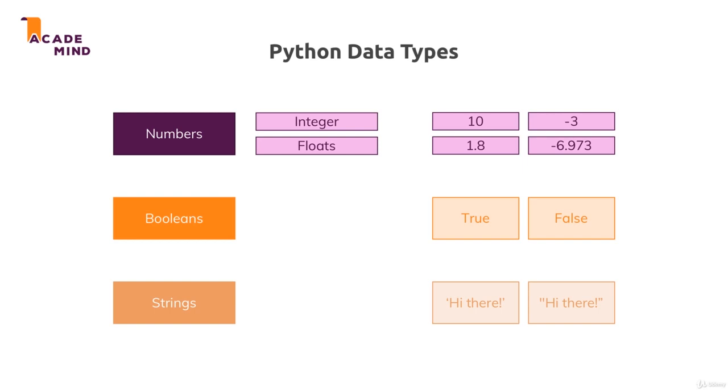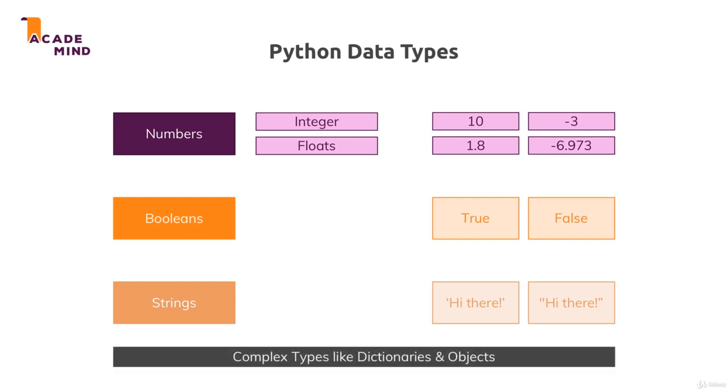Now, finally, I already mentioned it, we got complex data types like dictionaries and objects. We'll not worry about them right now. We'll come back to that later in the course. Now, with that, let's see what exactly numbers are and how we can use them in a typical Python program.